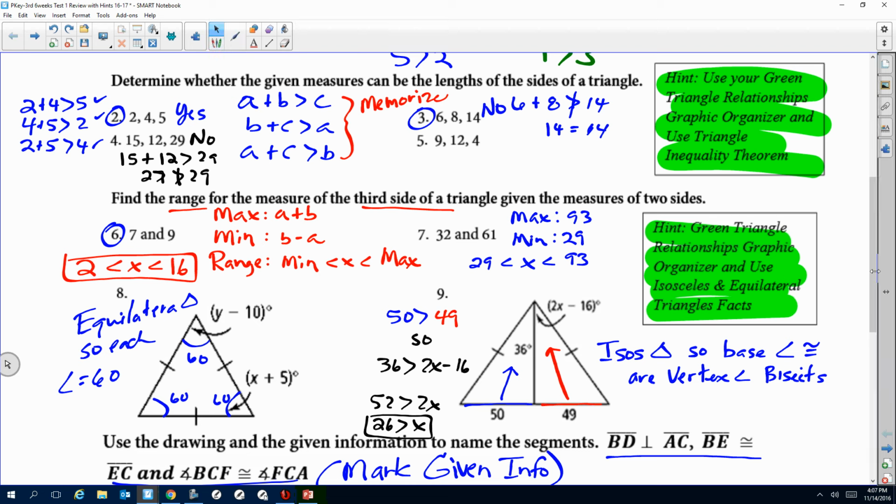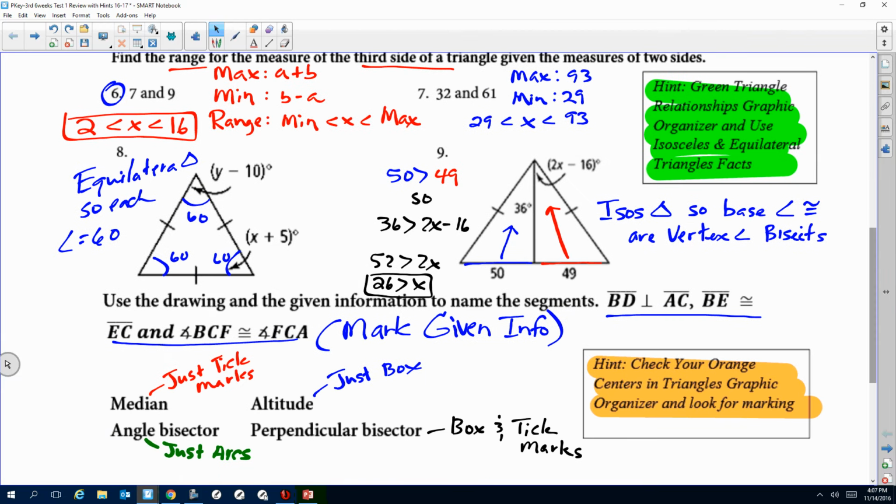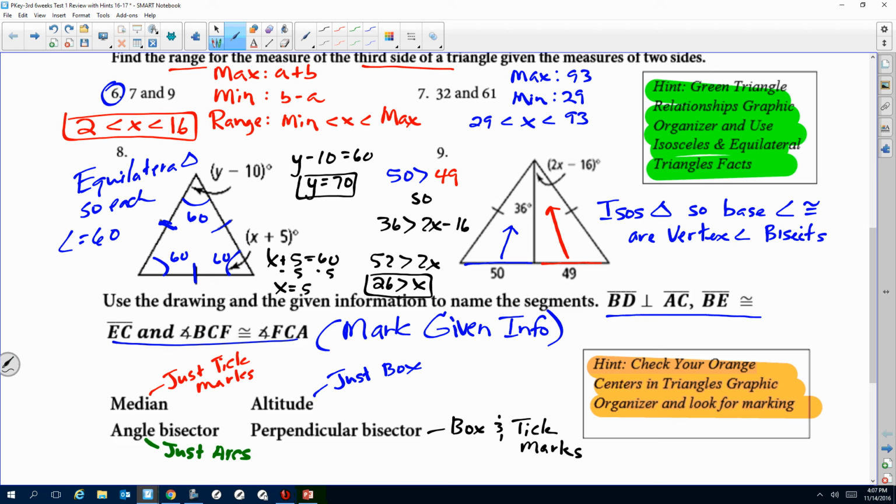Now, when we get to 8 and 9, on 8, we're looking at equilateral triangles because of these tick marks. You need to memorize or recognize when it's equilateral and memorize that each angle is 60. So you need to write an equation for x and then write an equation for y. Most of you did this in class. My equation for x would be x plus 5 equals 60. My equation for y would be y minus 10 is equal to 60. We would expect you to solve for each. Most of you gave me this: add 10 on both sides, subtract 5 from both sides. So x was 55, y was 70.